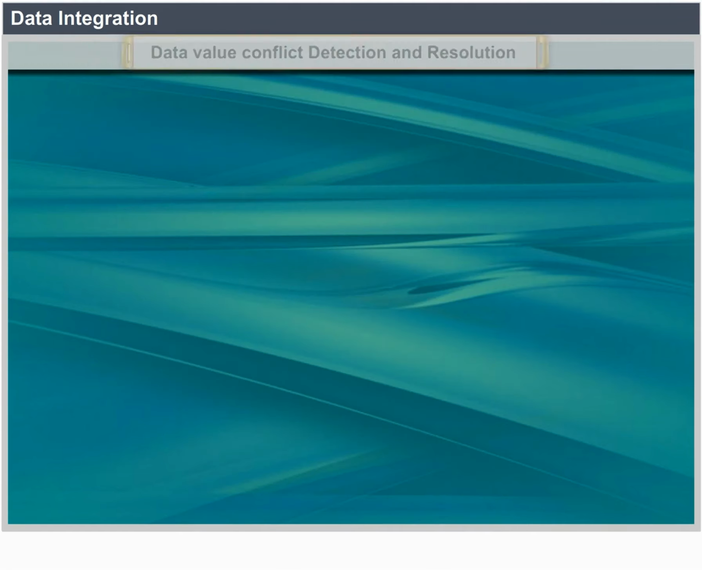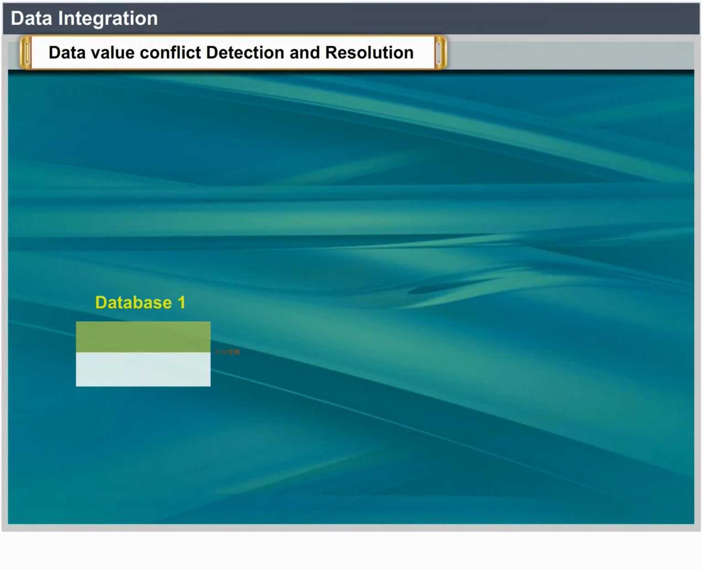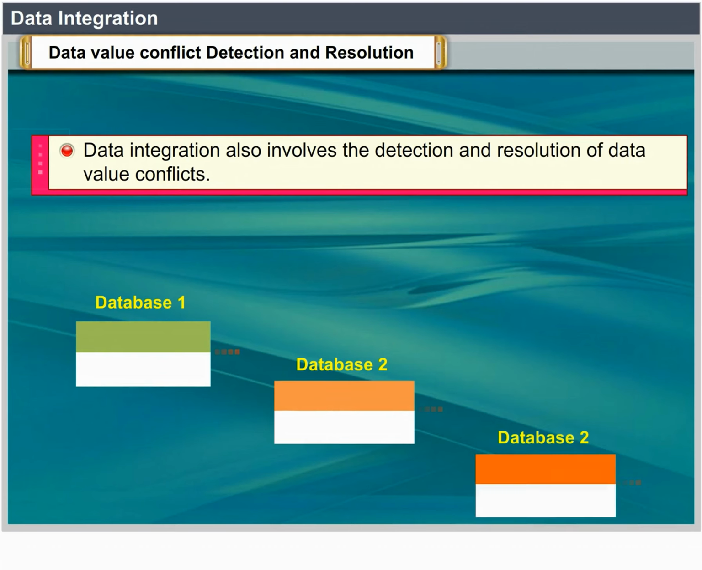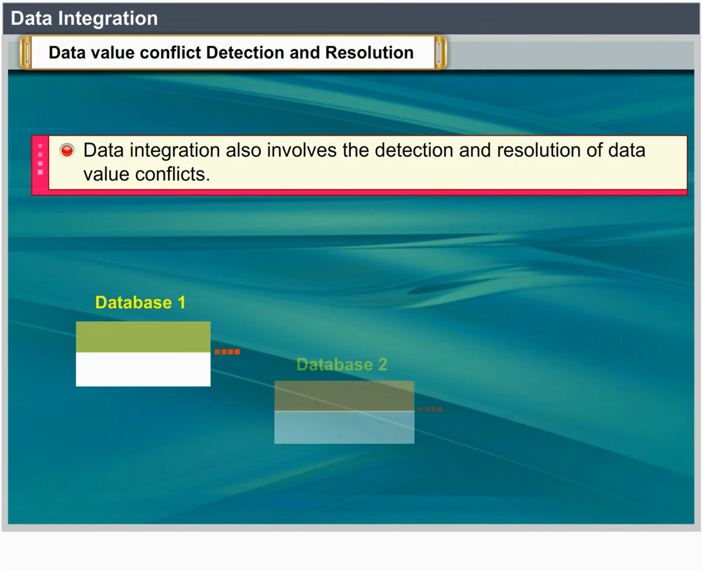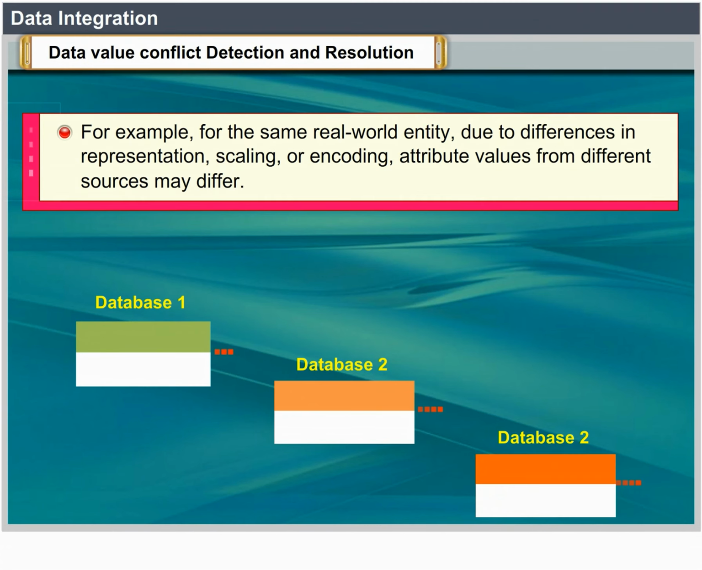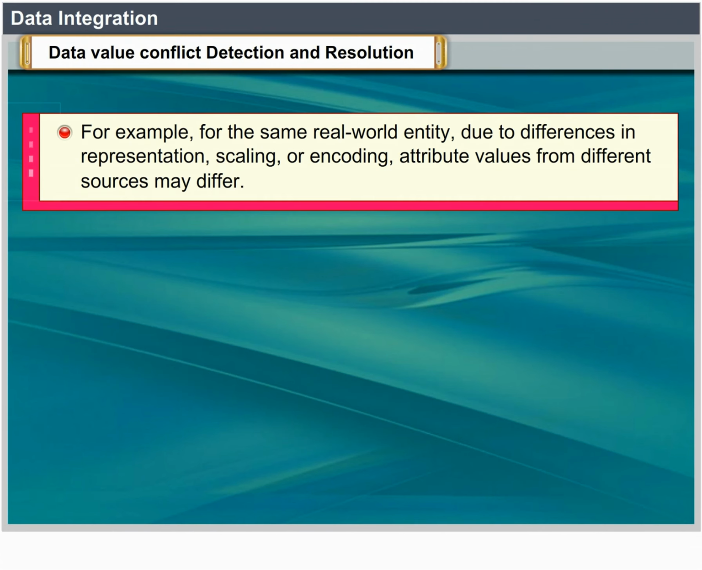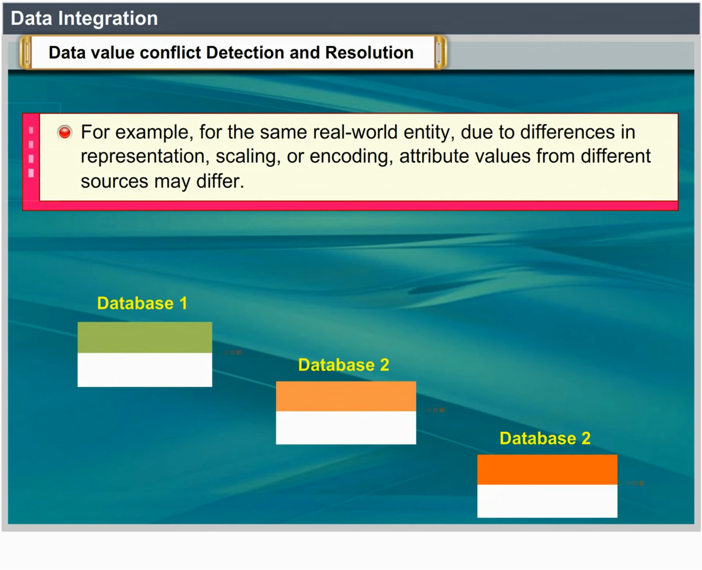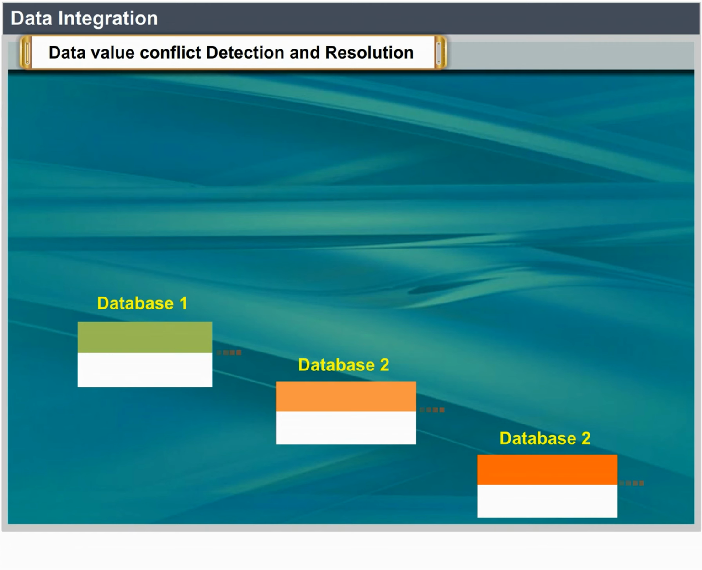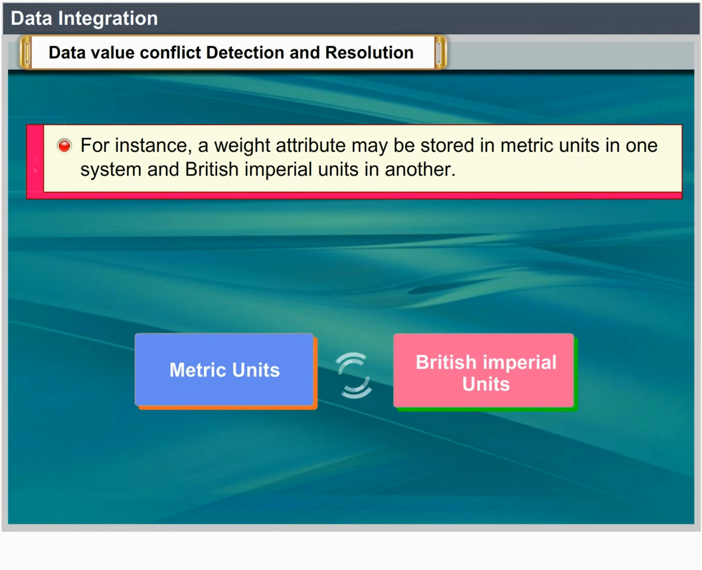Data value conflict detection and resolution. Data integration also involves the detection and resolution of data value conflicts. For example, for the same real-world entity, attribute values from different sources may differ. This may be due to differences in representation, scaling, or encoding. For instance, a weight attribute may be stored in metric units in one system and British imperial units in another.